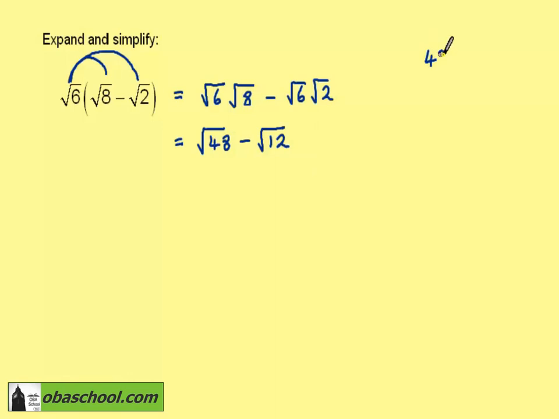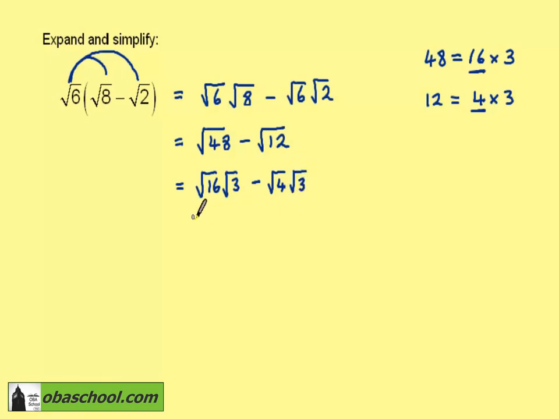Now consider root 48. 48 is equal to 16 times 3, so we have a square number as a factor. 12 is 4 times 3, so we have a square number as a factor. So root 48 is root 16 root 3, and root 12 is root 4 root 3. The square root of 16 is 4, so this is 4 root 3, and the square root of 4 is 2, so this is 2 root 3.